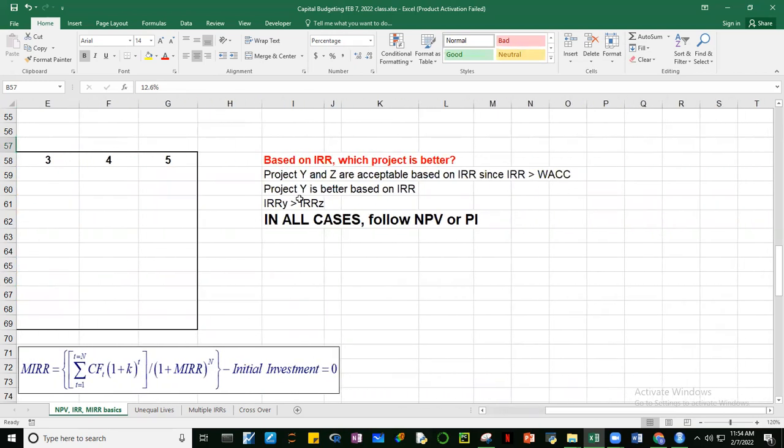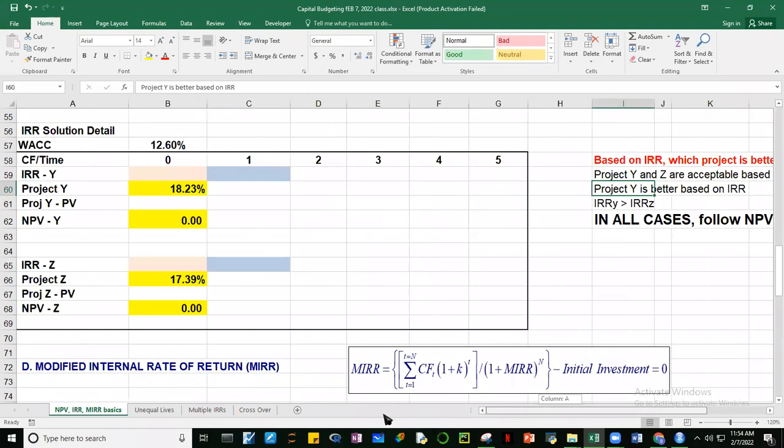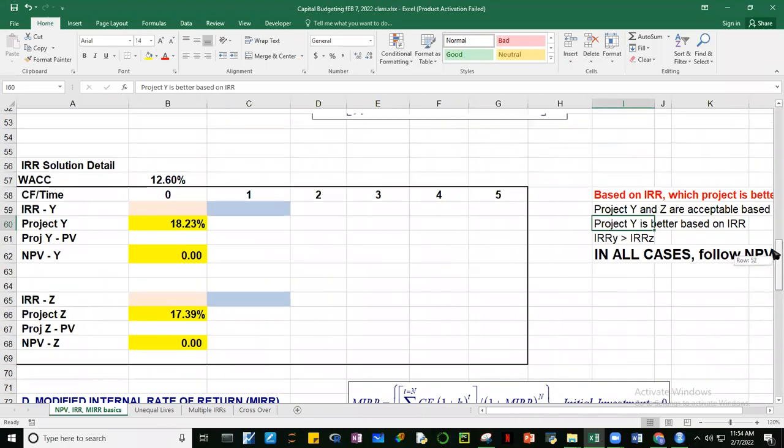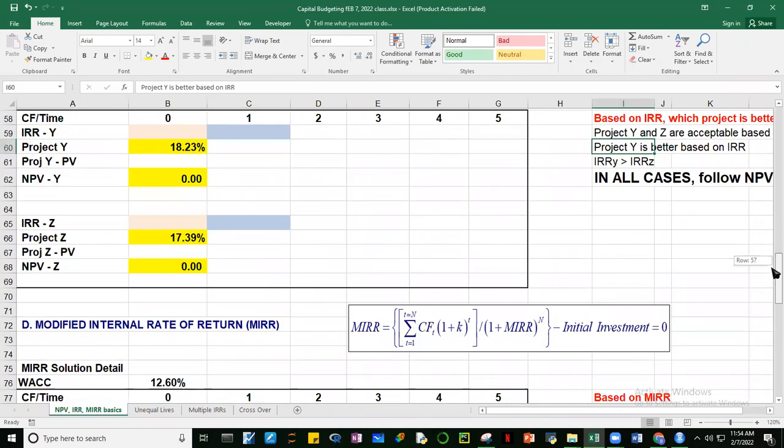Okay. Now, if these projects were mutually exclusive, then sabi natin, ang pipiliin natin based on IRR is Project Y. Bakit si Project Y? Kasi guys, mas mataas yung IRR ni Y kaysa kay Z. So just based on IRR alone, mas maganda si Project Y.